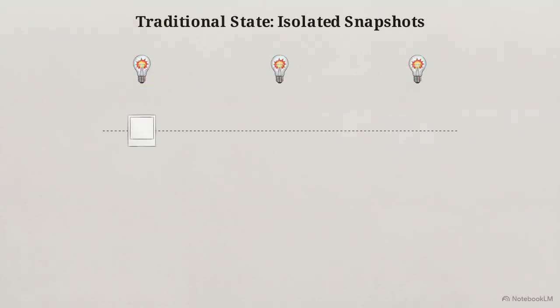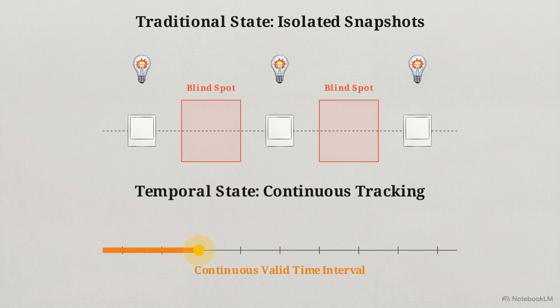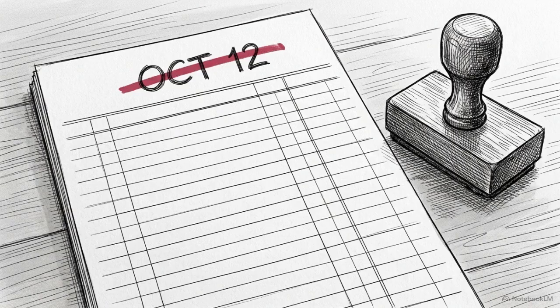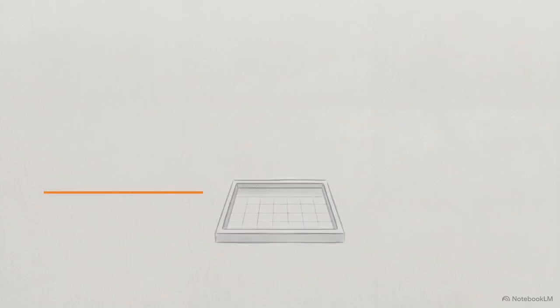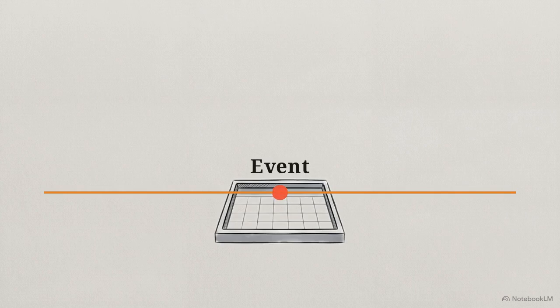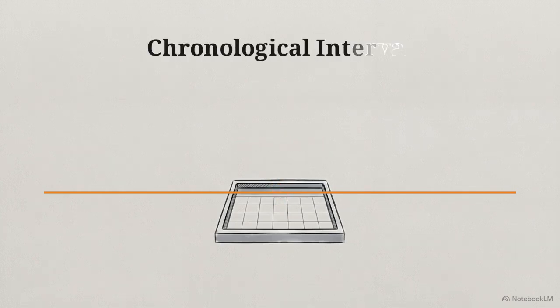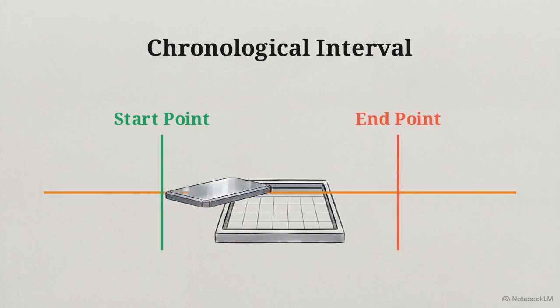Instead of capturing a series of isolated snapshots every time a record changes, a temporal database natively tracks continuous historical timelines. Tracking history mechanically requires abandoning the single date stamp. A single point in time can mark an event, but it cannot represent a duration. Instead, temporal databases construct chronological intervals. An interval is a data structure requiring both a definitive start point and a definitive end point.